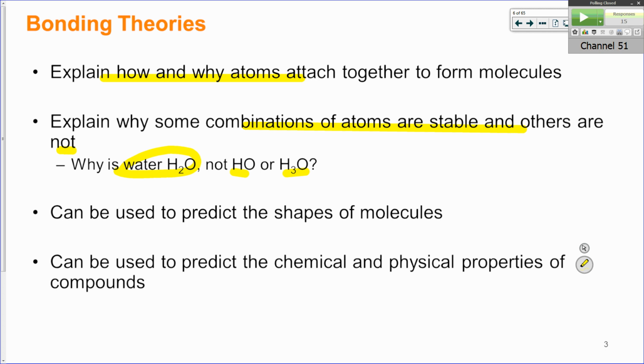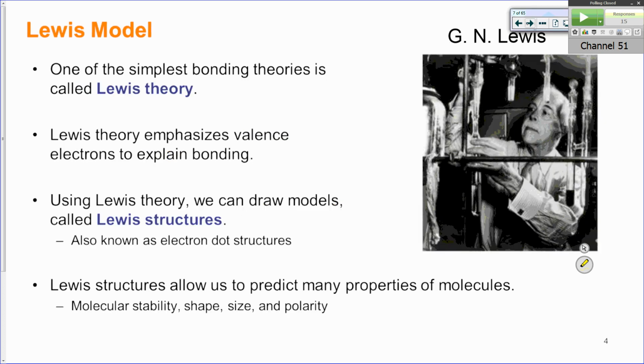The key thing is we want to learn from this how to predict shape, because shape turns into function. If we understand the shape of molecules, we can understand what's going on with their function. From those, we can learn how to predict the physical and chemical properties.